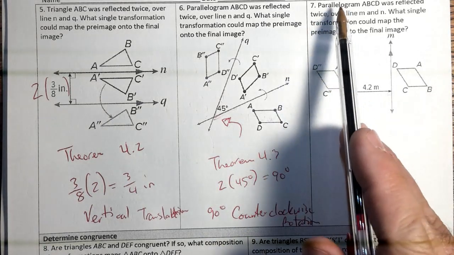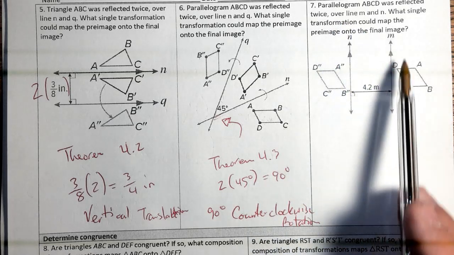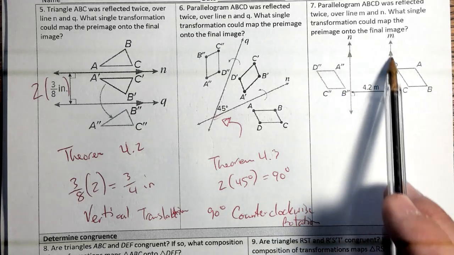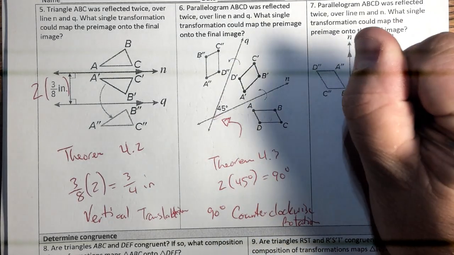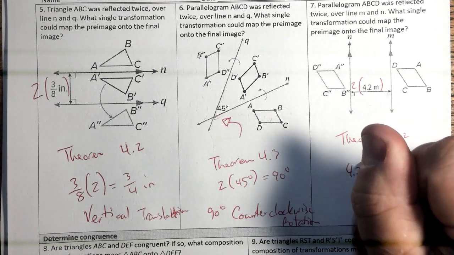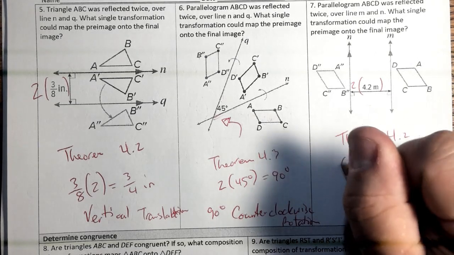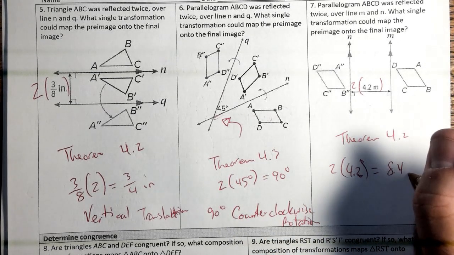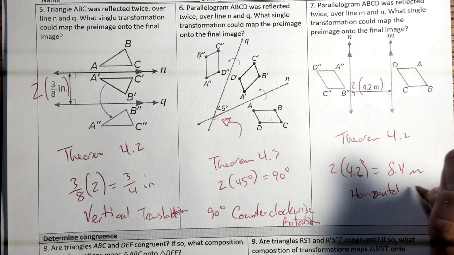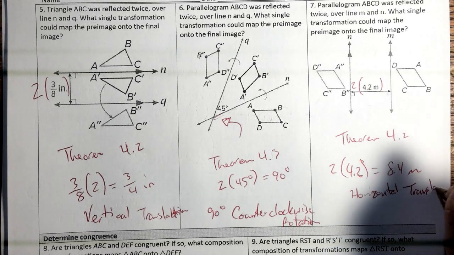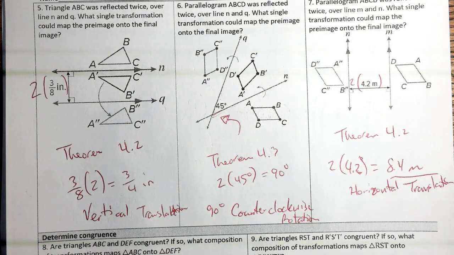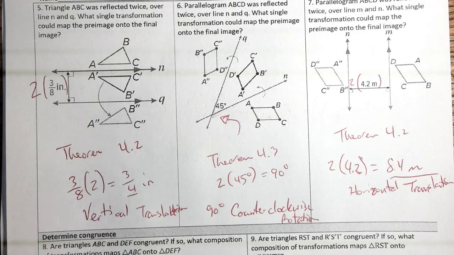All right, number 7. Parallelogram ABCD was reflected twice over line M and N. What single transformation could map the pre-image, so we started here, onto the image? Notice, so parallel lines, we know that it's this times 2, that's theorem 4.2, so it's 4.2 times 2, which is 8.4 meters, and this is a horizontal translation of 8.4 meters. And this one over here was a vertical translation of 3/4 of an inch.